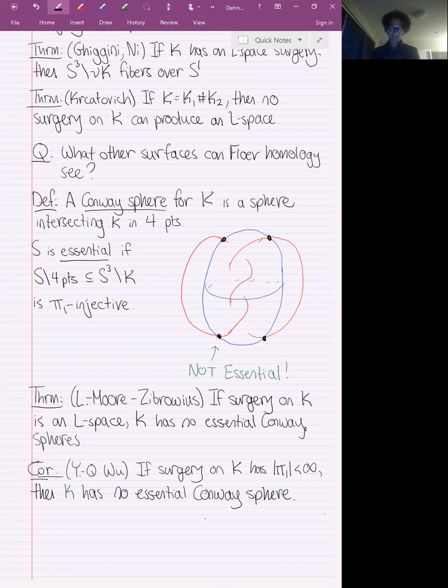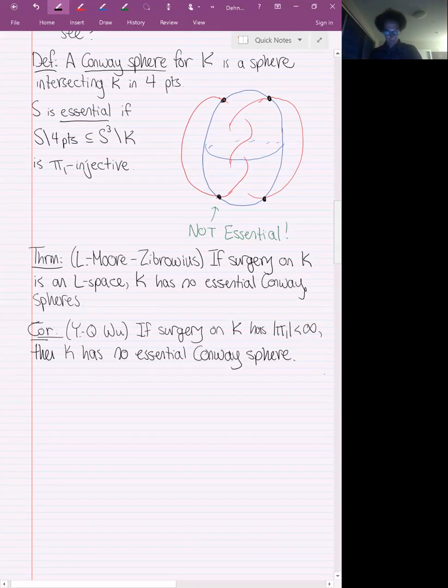So I just wanted to remind you of the theorem that we're interested in, which is the following. It says that if surgery on a knot is an L space, then that knot has no essential Conway spheres. So the way that we're going to do this is we need to get a little bit more into the Floer homology. So that's what I want to tell you about next.